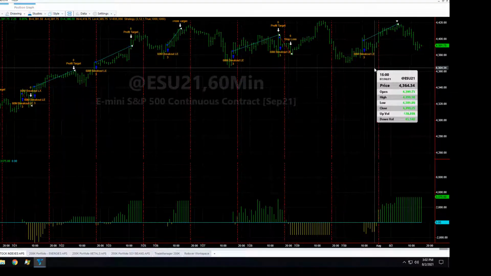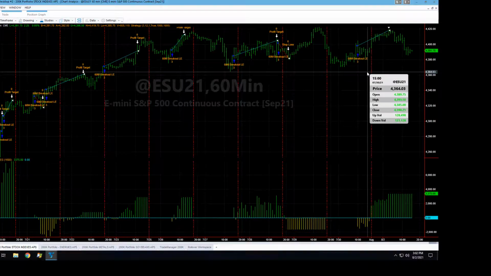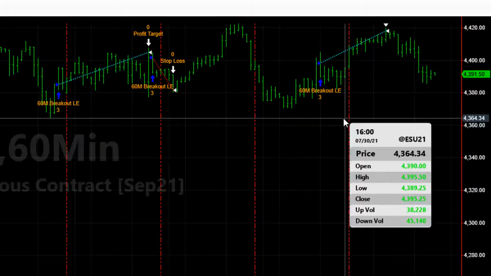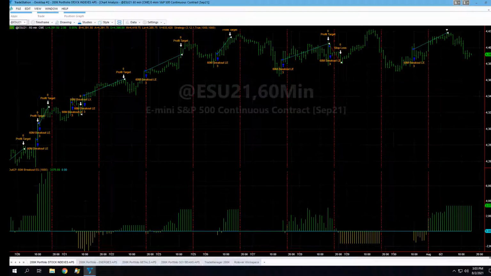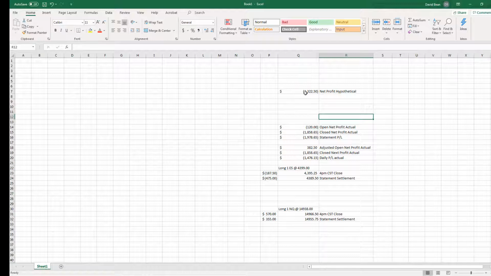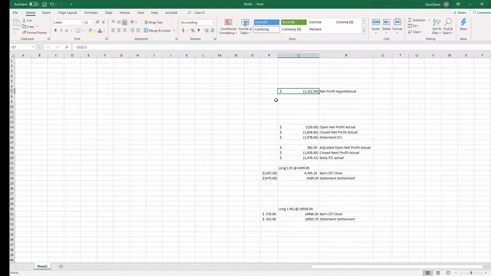For example, in the stock indexes, the settlement price is usually a price around the 3 p.m. Central Standard Time close, and you can see the market can move higher at that time or lower to make the actual position. Here is an example of Friday's trade in the 200K portfolio. We had two open positions, one in the NASDAQ, one in the S&P. The hypothetical result for the 200K portfolio was minus 1322.50, and your statement P&L was minus 1978.65.